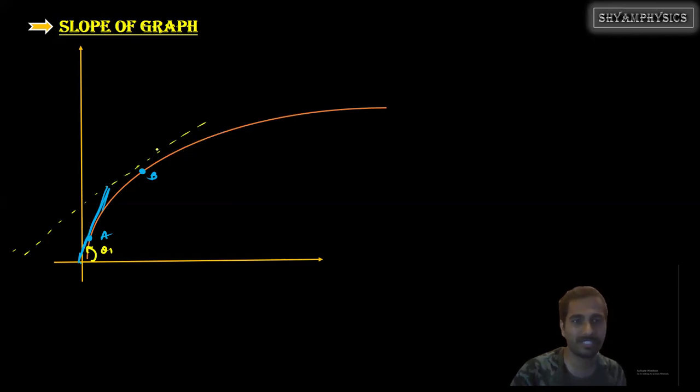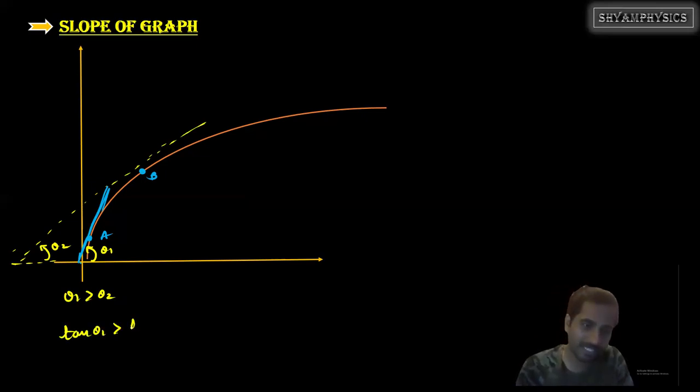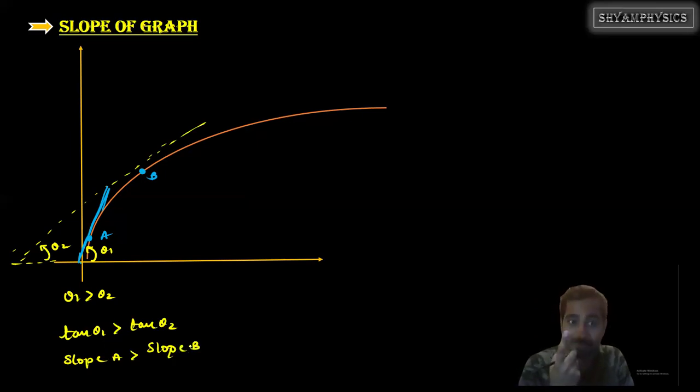Okay, now it is somewhat perfect, not completely perfect, somewhat. This is theta 2. Look at once, which is greater. Basically, theta 1 is greater than theta 2, which means we can say tan theta 1 is greater than tan theta 2. It says the slope at point A is greater than the slope at point B, which means the slope is greater at A compared to B.